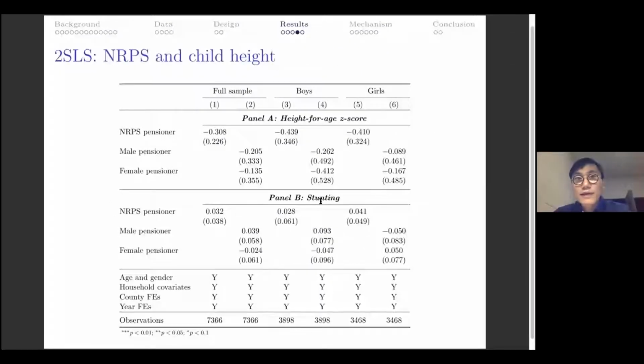And then we further look at child height, because height is considered a more long-term nutritional outcome, as an accumulation of nutrition over time. We use the outcome of height-for-age Z-score, as well as the stunting rate, which is measured by an indicator of whether a child has a Z-score lower than -2. In none of these results do we find significant results.